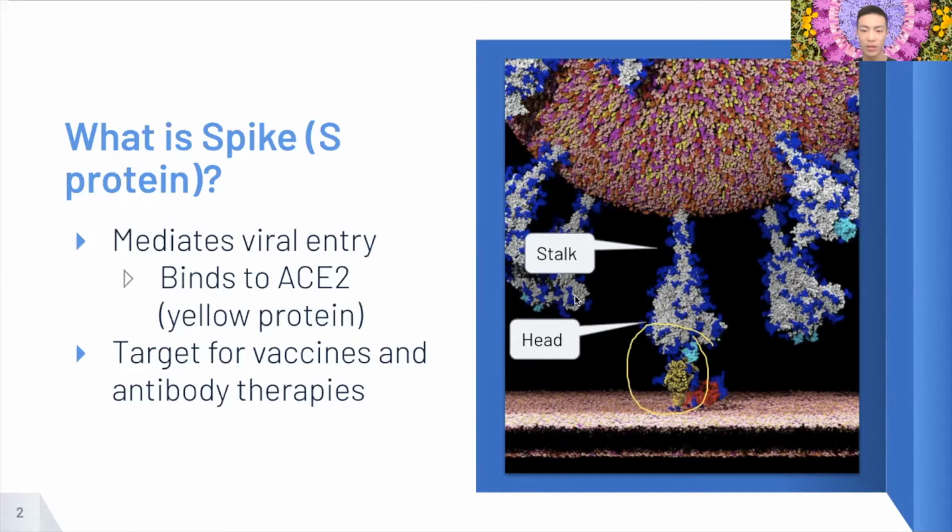In addition, the S protein has two parts. You have the head here, and then the stalk here, which is kind of funny, right? Because it doesn't actually look that much like a spike. In fact, to me, it looks more like a chicken drumstick.